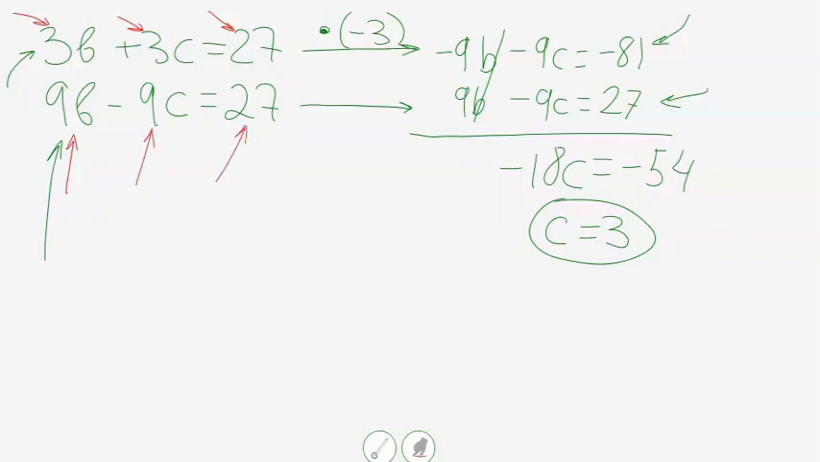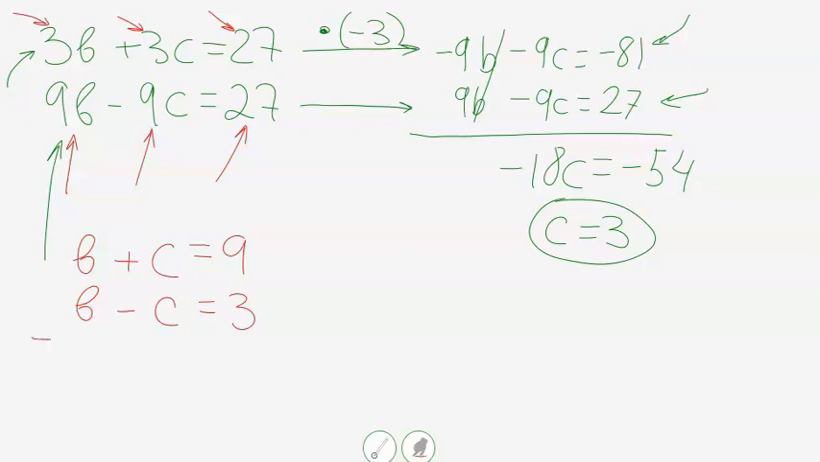So let's just divide the first equation by 3. All coefficients we will divide by 3. So we'll just get b plus c equals 9. Now we'll divide all coefficients in the second equation by 9. We will get b minus c equals 3. This system of equations is very easy. We can solve it again by the elimination method.